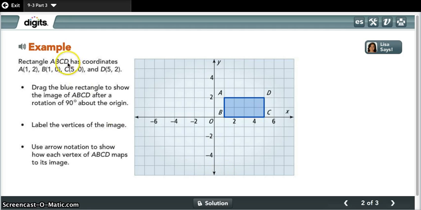So rectangle ABCD has these coordinates. Drag the blue rectangle to show the image of a rotation of 90 degrees about the origin. So here, let's go ahead and use B. Here's the origin, so 90 degrees would be right here. B needs to be up here. So we're going to rotate B up to here, just like about that. And then we would label the vertices. Okay, so that's what it looks like for a rotation.